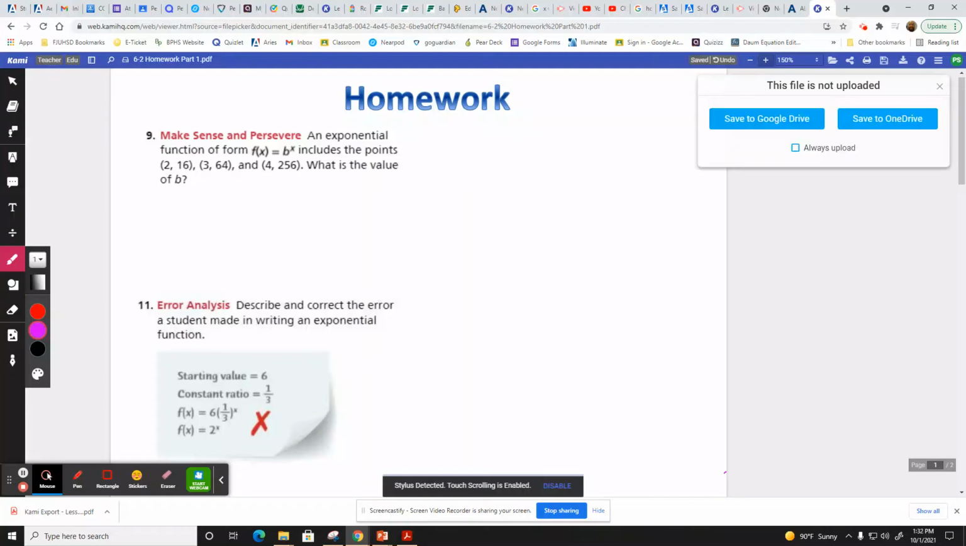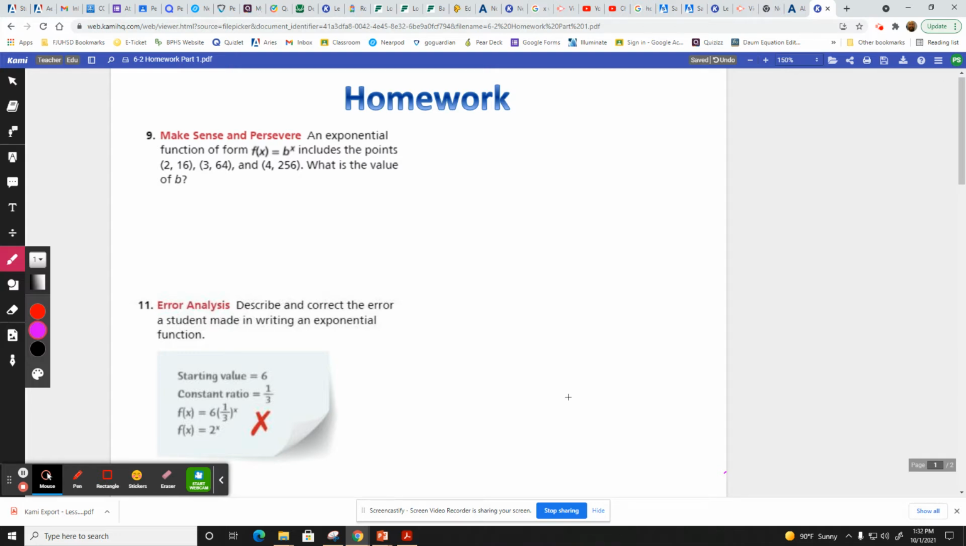All right, so let's take a look here. If we are looking at number 9, it says an exponential function of the form f of x equals b to the x. We're used to f of x equals a times b to the x, but this just means that our a value is already a 1, so you don't have to worry about it. All we have to do is worry about the b value.